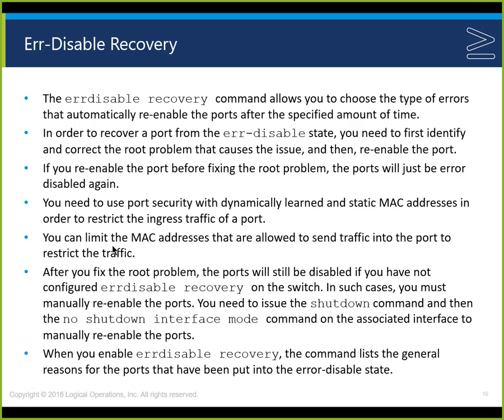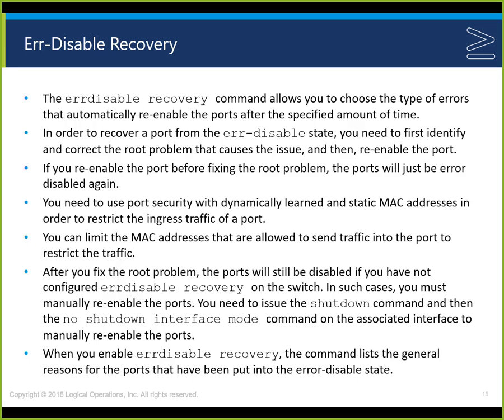Error disable recovery. This is an automatic recovery from the error disable. We did the manual. We went in and did the shut, no shut command. You can configure, not in Packet Tracer, but you can configure these things to automatically recover from an error disable mode after you have fixed the issue. If you've got error disable recovery and you didn't fix the issue, it's just going to go back into error mode again. To recover from it, you need to first identify and correct the problem. If you re-enable the port before fixing the problem, it's just going to be disabled again.